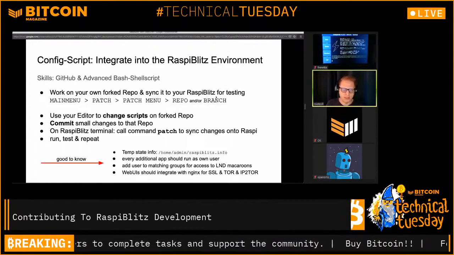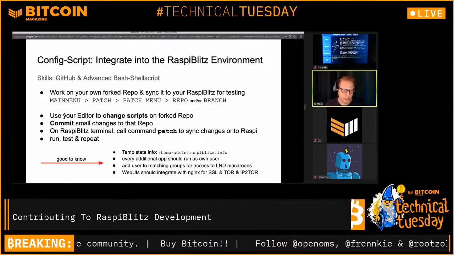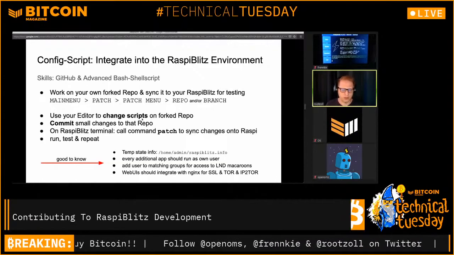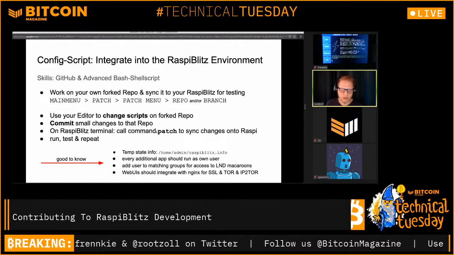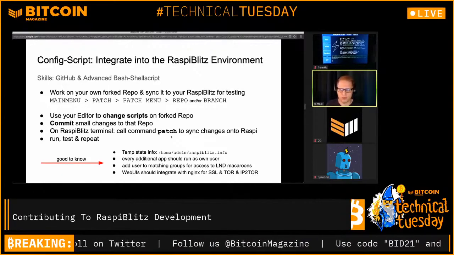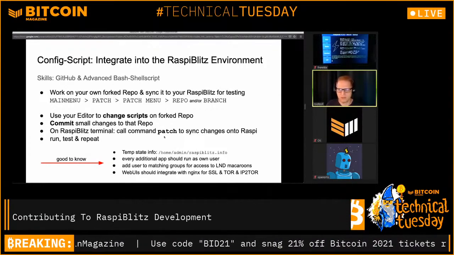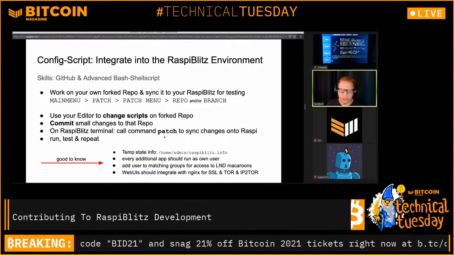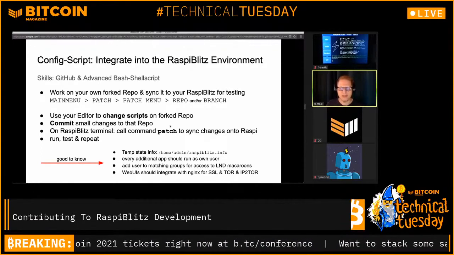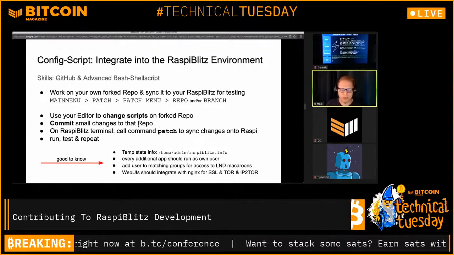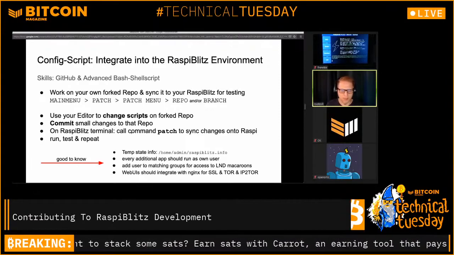And once you've connected your RaspiBlitz with your own repo, then you're exactly in this routine. You change stuff on your repo, you commit to that repo, and then you sync it simply with the command patch. If you're on the terminal, normally if you try stuff out on your config script, you're already on the terminal. You just have this one command called patch. You just type this into the terminal, and then it will trigger the sync with the repo and the branch you have set up here, and then you can try out your changes. You run, test, and then you repeat this process until you think it's good and you'd like to make a pull request.